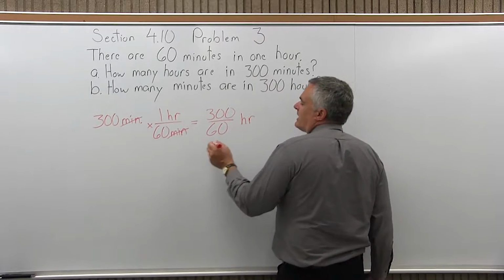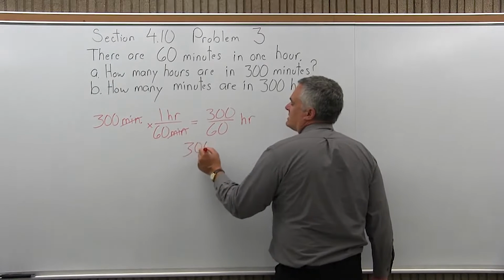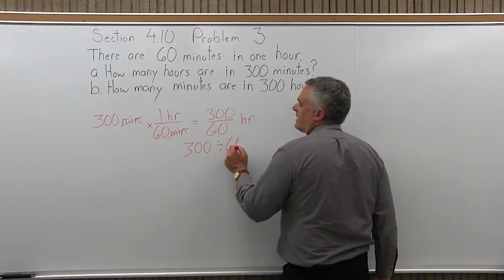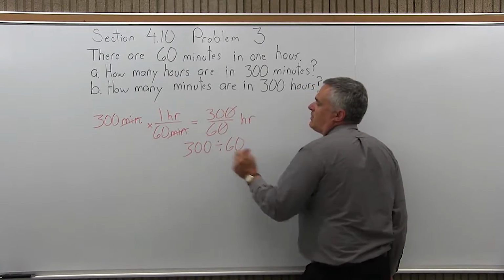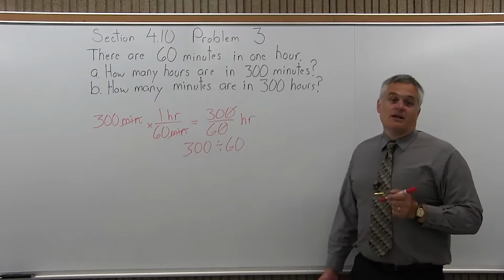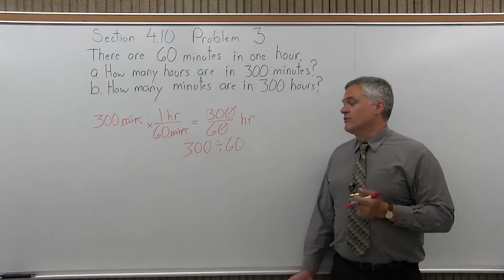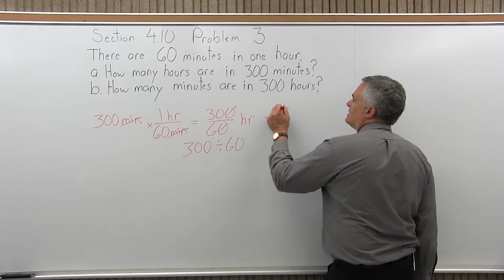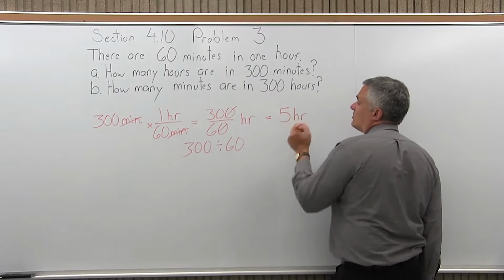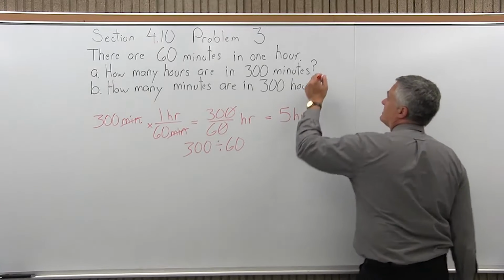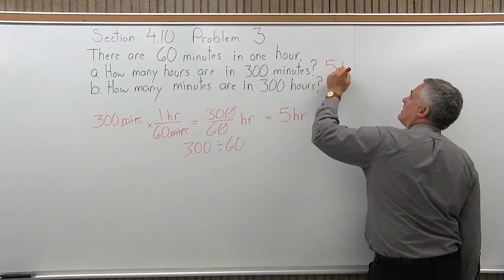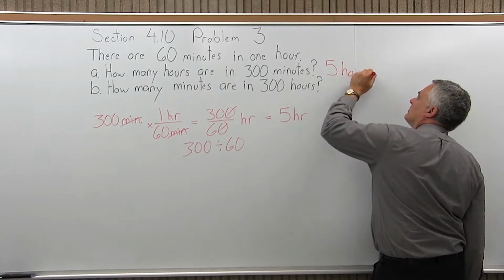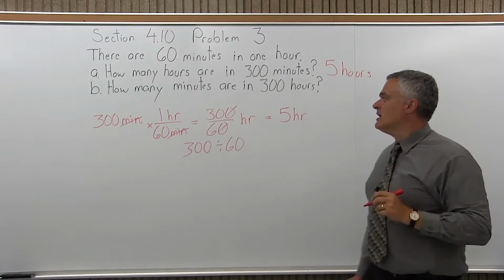So this I can do without a calculator. I mean, if you don't see it, you can just simply do the numerator 300 divided by the denominator 60. But in my head, I can see that I can cancel the zeros top and bottom. I'm left with 30 over 6, which I know will reduce to 5. So 300 minutes is the same as 5 hours. So I'll write that next to Part A. 300 minutes is the same as 5 hours.